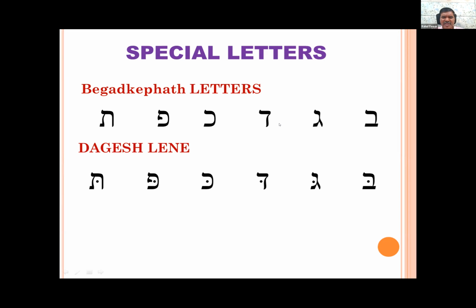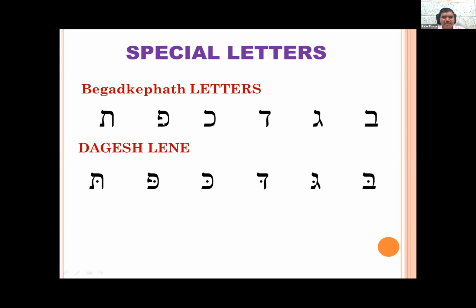For gimel and dalet, there is a very slight difference in pronunciation, although according to the ancient pronunciation there is a little difference. For example, without dagesh gimel is like a soft g, and with dagesh it is a clear g. Without dagesh dalet gives a dh sound, and with dagesh it is d. Then kaf: with dagesh it is a clear k. Without dagesh it gives a sound like kh in khet.